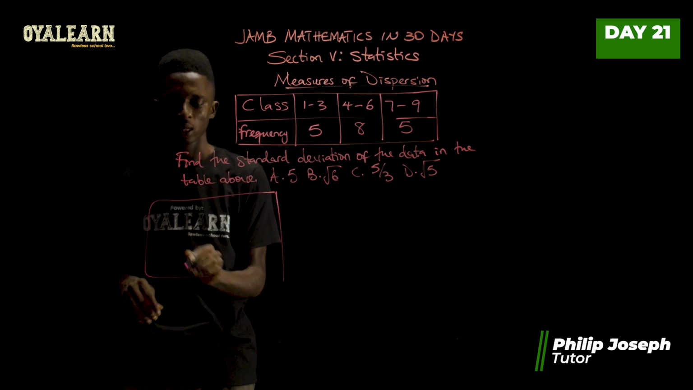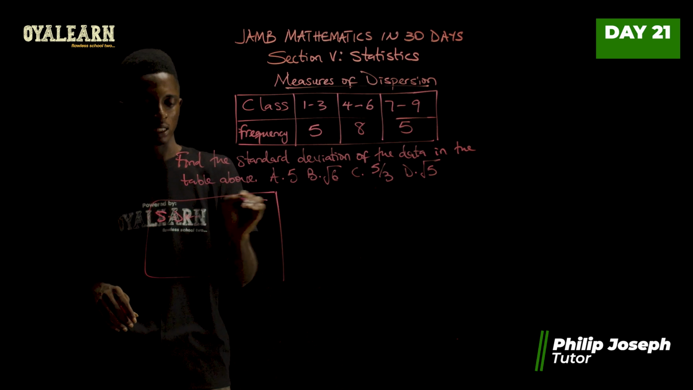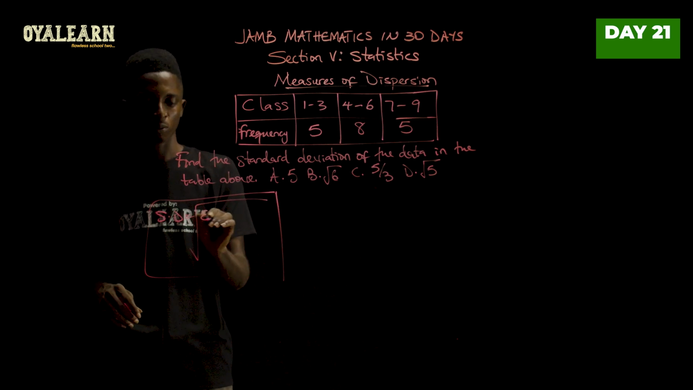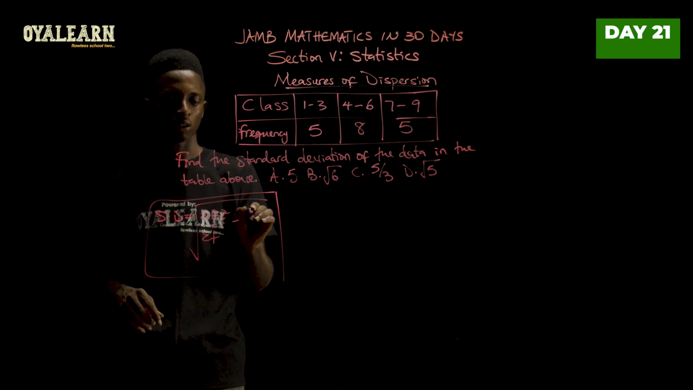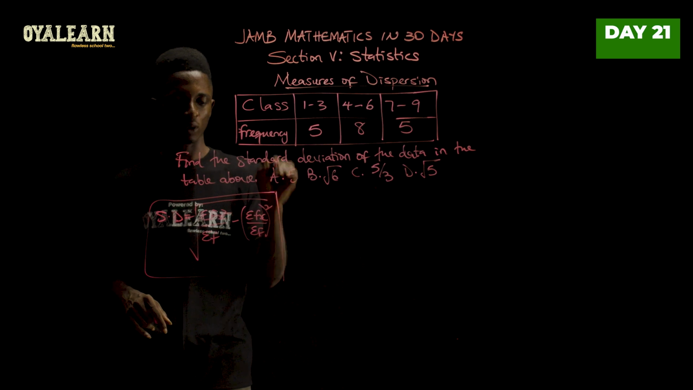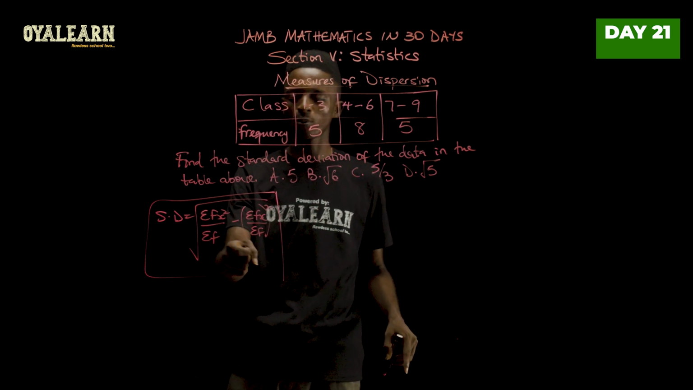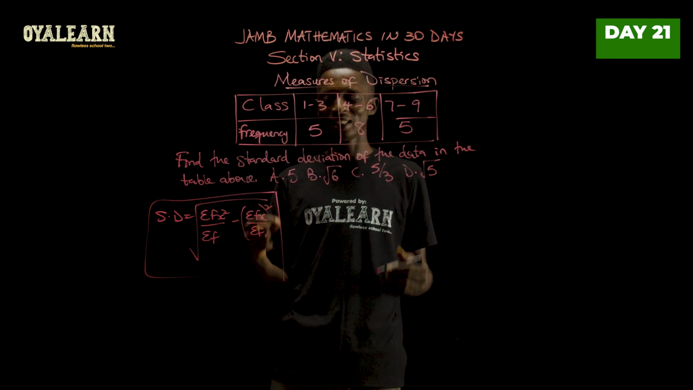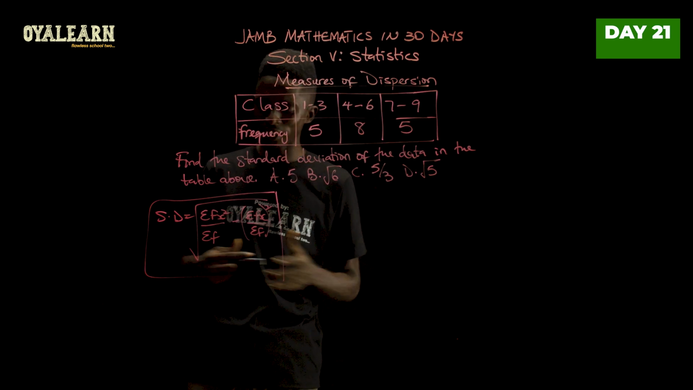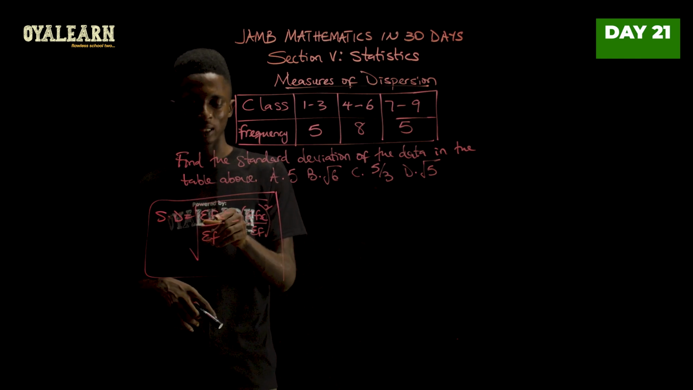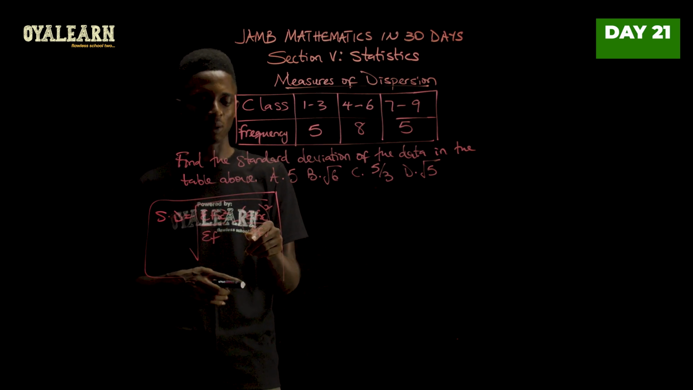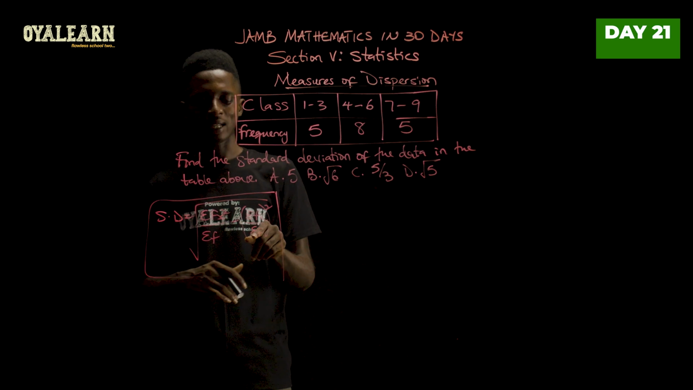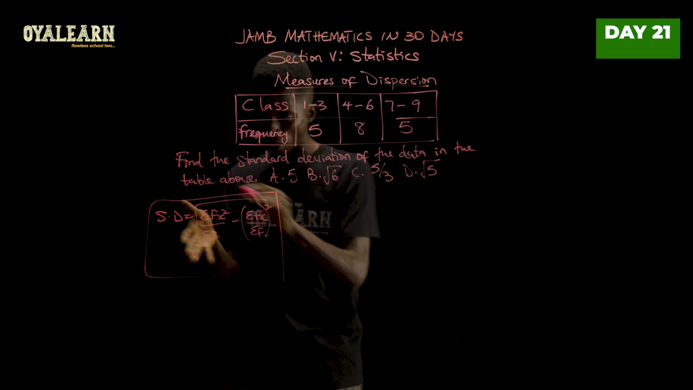So please note this. Standard deviation equals the square root of summation fx squared over summation f minus summation fx over summation f in brackets all squared. So using this formula, we should arrive at the standard deviation. Now we can see from here that we need summation f, we need summation of fx squared, where we are going to square x, right? And then we're also going to be needing fx.